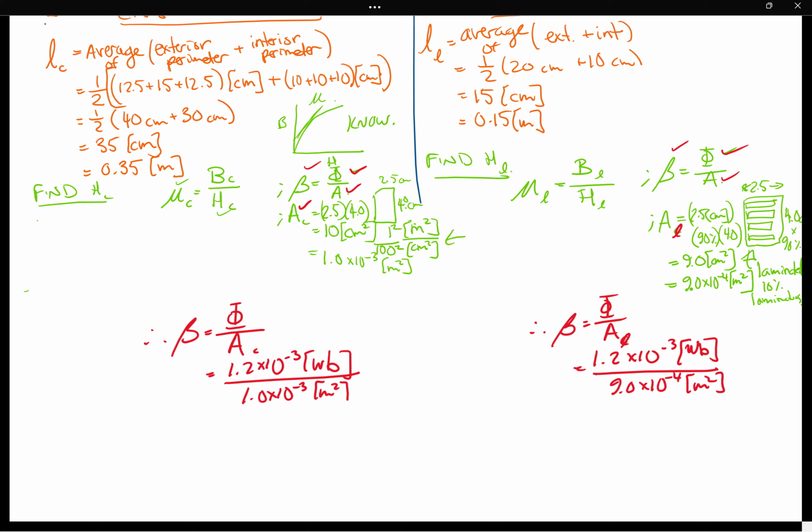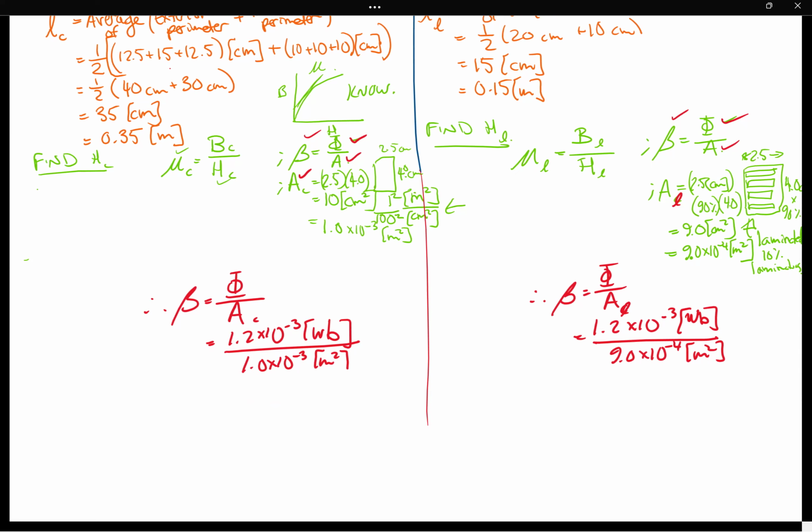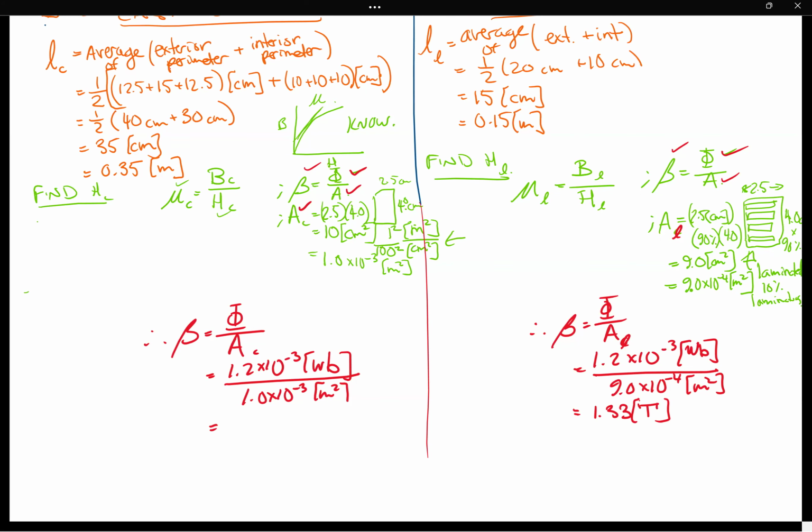And I'm doing this side by side so that you realize that in a series magnetic circuit question, you're just doing the same thing over and over and over again. So we might as well do it at the same time. Then we're going to add up later. Okay, so the laminated section ends up being 1.33 Tesla. And the other ends up being 1.2 Tesla.